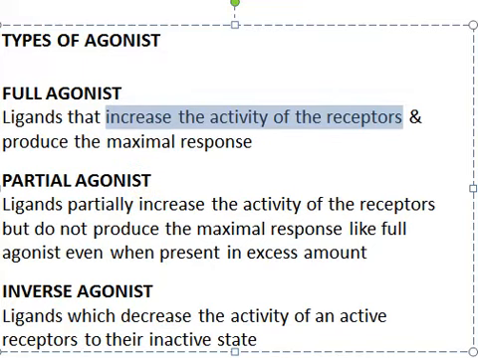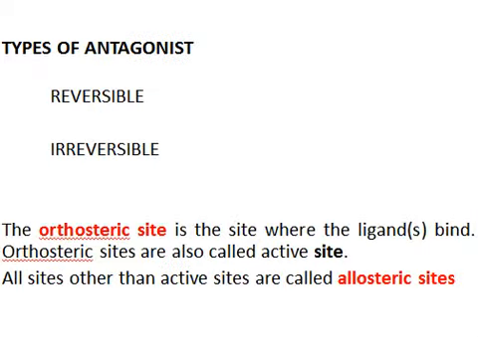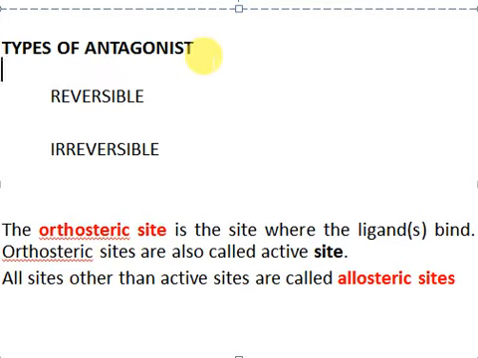So these are the three types of agonist: full agonist, partial agonist, and inverse agonist. Now we have antagonists. Do you know what antagonists are? Antagonists are substances that block the receptor and do not produce any biological response. So an antagonist is any substance that does not provide any biological response. Antagonists are blockers, and they are of two types: reversible antagonist and irreversible antagonist.